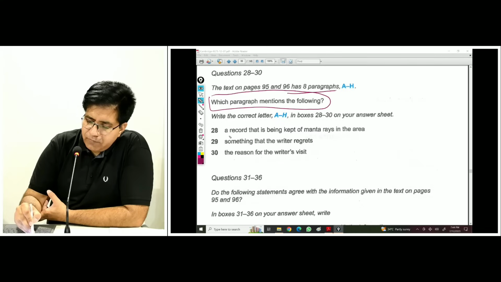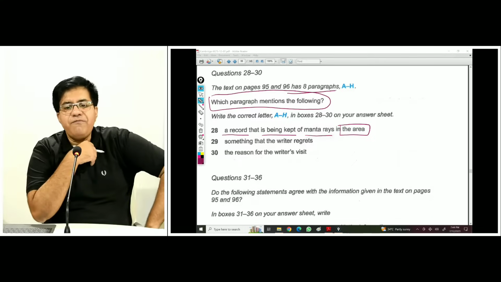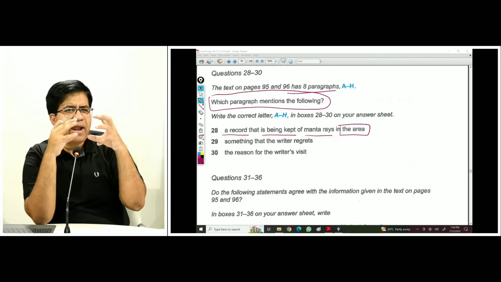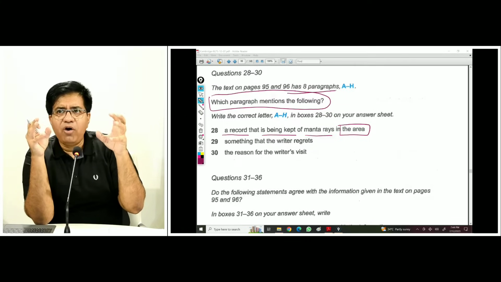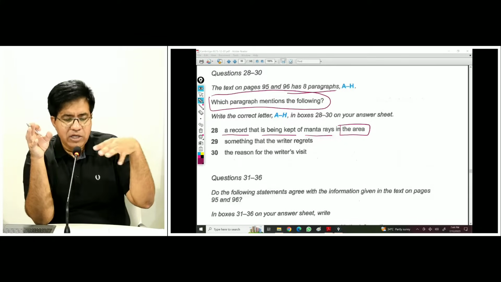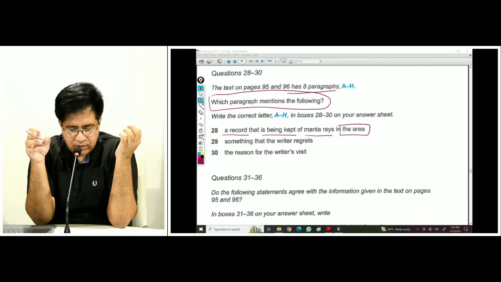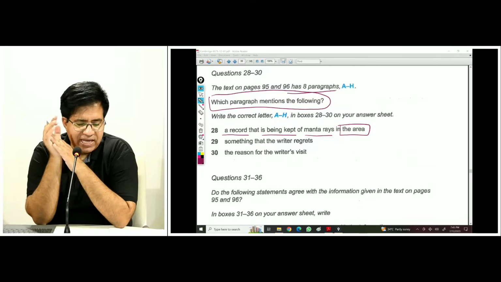Question number 28. A record that is being kept of Manta Rays in the area. Now we need to look for a paragraph where they talk about a record of Manta Rays. And listen carefully. Whenever they talk about record, they will use some calculations, some numbers, some values, record, measure, calculate, wording like that. Now go back to the passage and see where do they talk about such things. Records, photographing, cataloging, numbers, all that. Look at the passage. Go from paragraphs A, B, C, D.